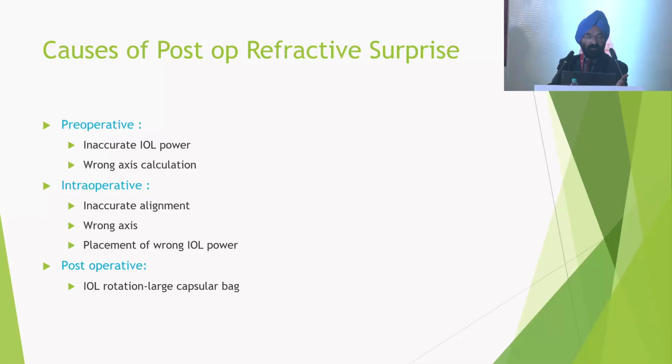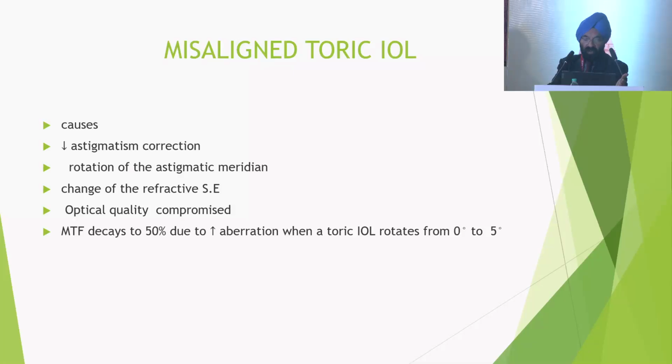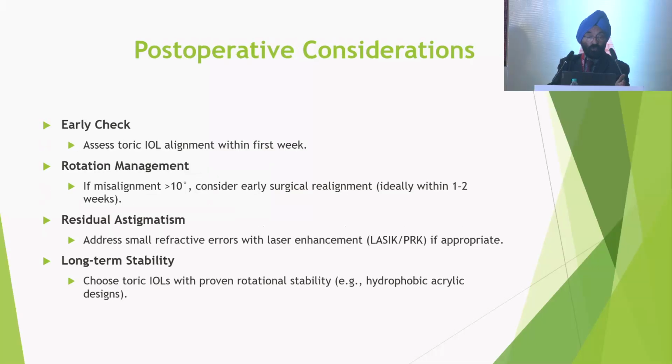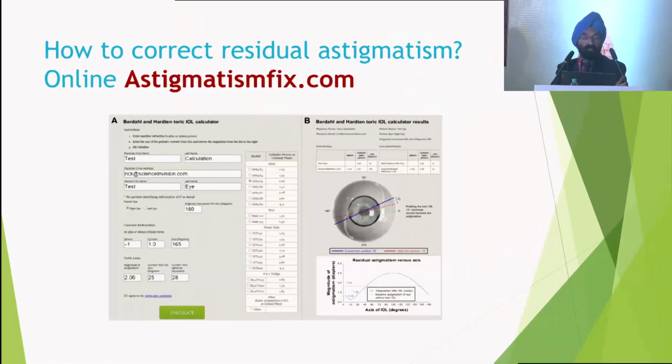So post-operative refractive surprises, these are some of the causes. It can be pre-operative, intraoperative, or post-operative. Misaligned toric IOLs cause a decrease in astigmatic correction, rotation of the astigmatic meridian, change of the refractive spherical equivalent, and the optical quality is also compromised. So an early check within the first week is important. Rotation management: if misalignment is more than 10 degrees, please consider early surgical realignment, ideally within 1 to 2 weeks, and address the residual astigmatism and choose toric IOLs with proven rotational stability.